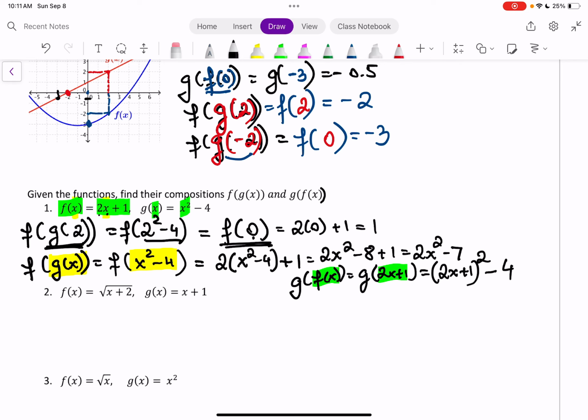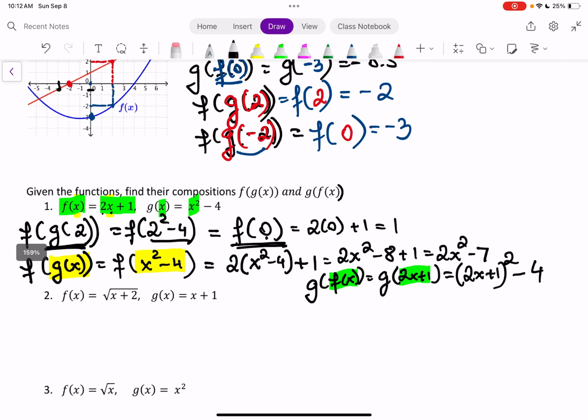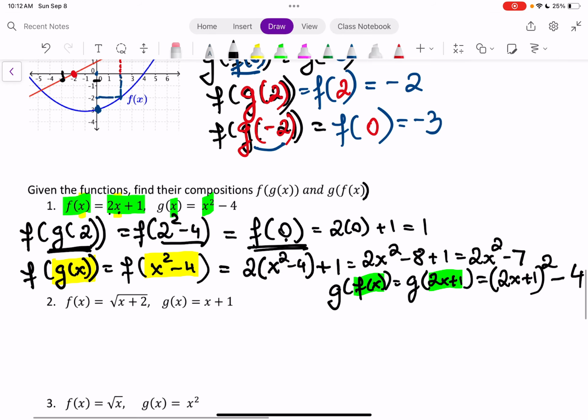That's my interest right now. So, of course, you can multiply 2x plus 1 by 2x plus 1, distribute, and combine like terms, but just leave it. You don't need to simplify it. So what a composition of functions is, is simply a substitution problem.